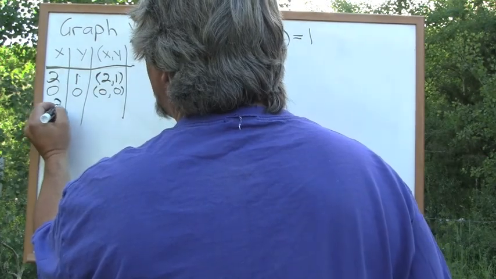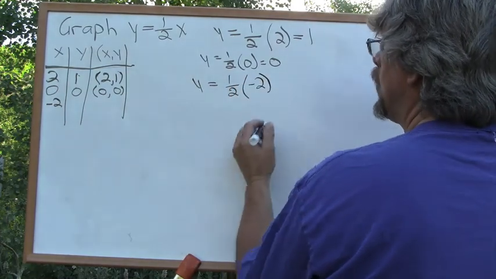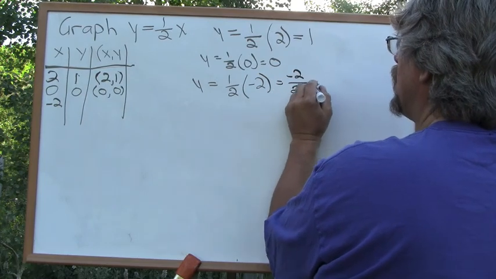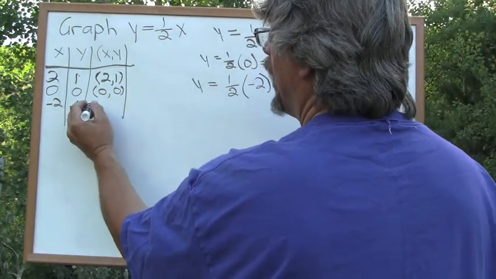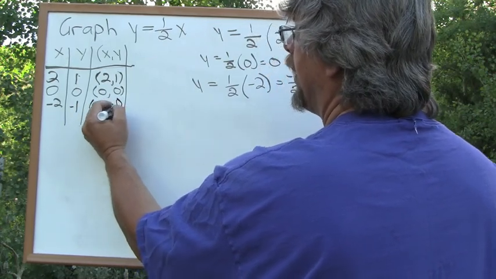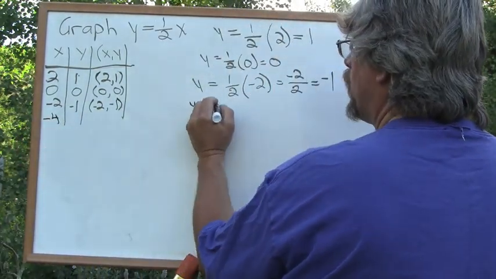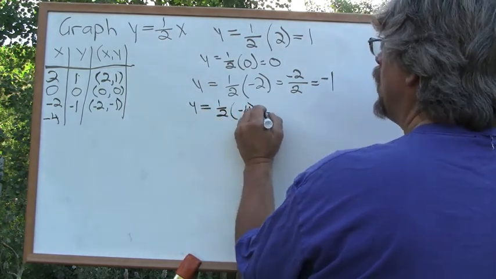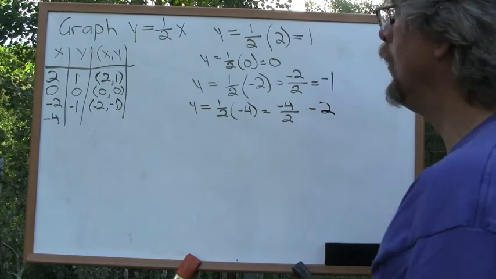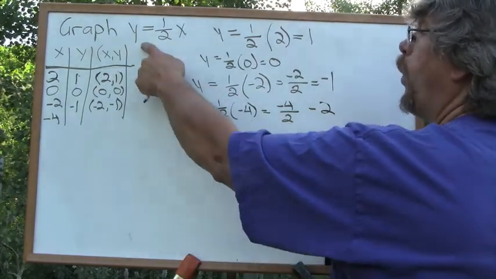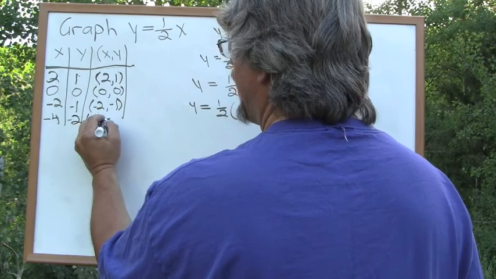Now if we went with -2, that means y would equal 1/2 times -2, which equals -2 / 2, which equals -1. So when x is -2, y is -1, and there's our next coordinate pair of -2 and -1. And then if we choose -4, then y equals 1/2 times -4, which equals -4 / 2. 2 goes into -4, -2 times. So when x is -4, y is -2, and we put that in our chart. -4 and -2, and there's our next pair of coordinate points.